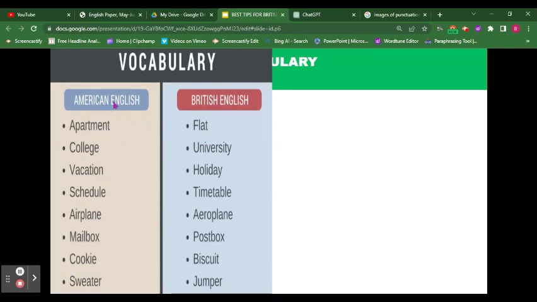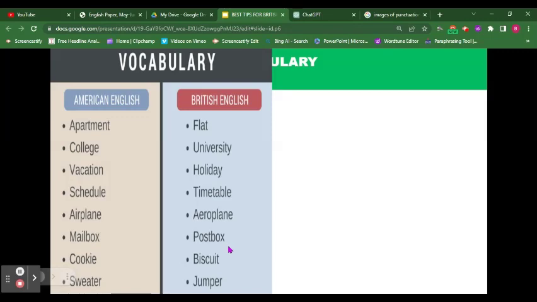Here we have American English on the left, British English on the right. Apartment in American English is called flat in British English. College, American. University, British. Vacation, American. Holiday, British. Schedule, American. Timetable, British. Airplane, American. Aeroplane, British.